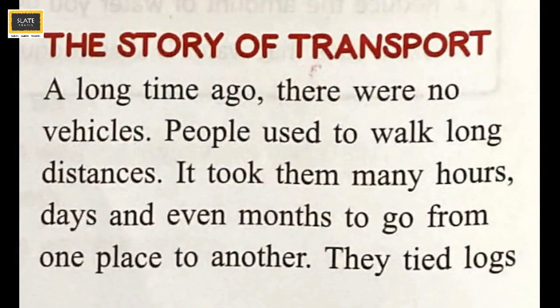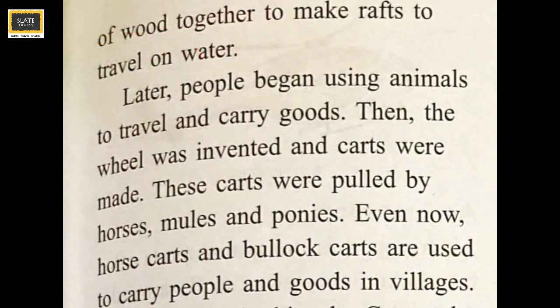Story of transport. A long time ago, there were no vehicles. People used to walk long distances. It took them many hours, days, and even months to go from one place to another. They tied logs of wood together to make rafts to travel on water. Later, people began using animals to travel and carry goods. Then the wheel was invented and carts were made. These carts were pulled by horses, mules, and ponies.